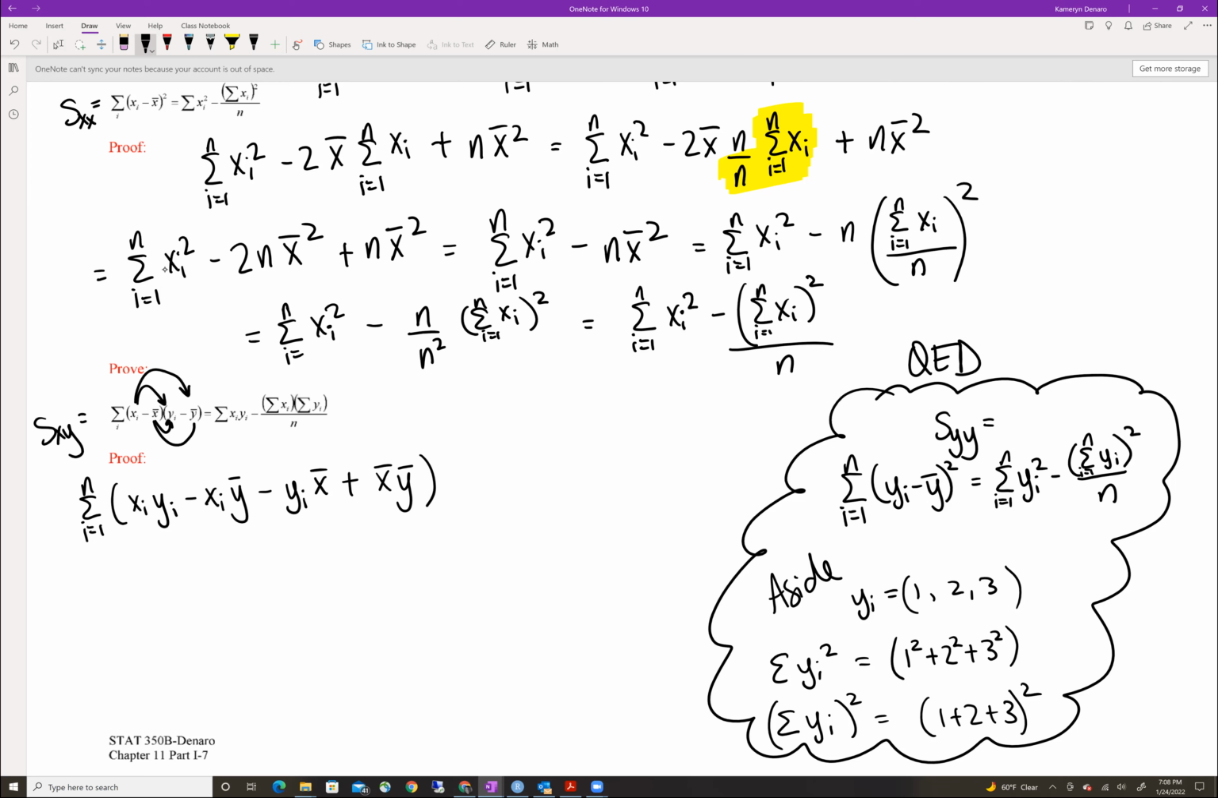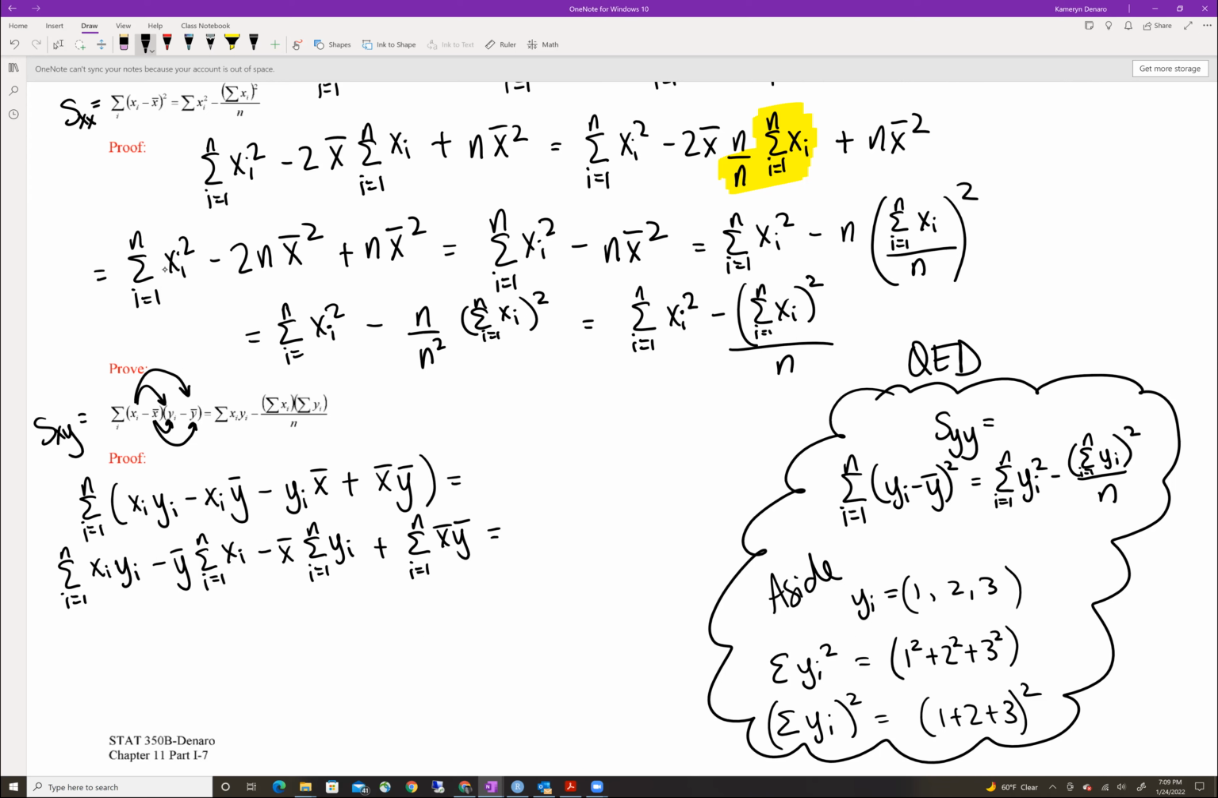And for now, we're keeping everything in the summation. And then we're going to pull the summation through the addition and subtraction. So we get summation i equals 1 to n, xi yi, minus y bar, summation i equals 1 to n of xi, minus x bar, summation i equals 1 to n of the yi, plus the summation i equals 1 to n of x bar y bar.